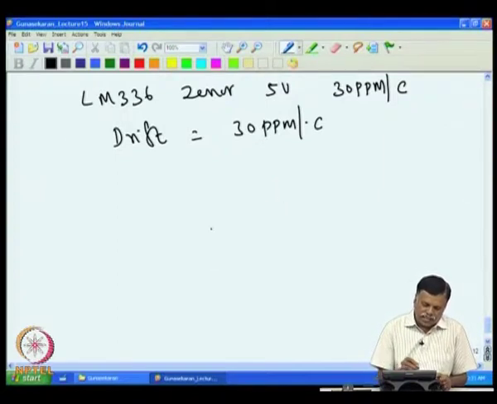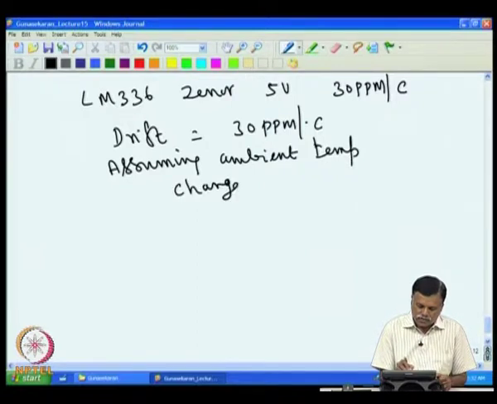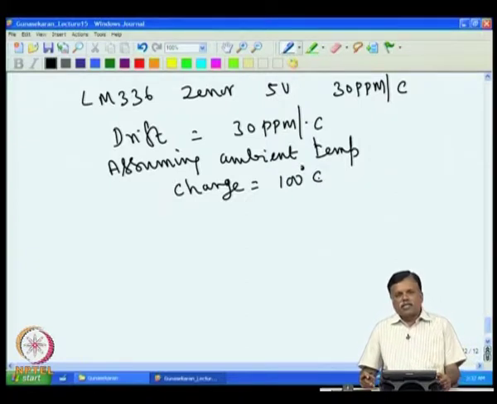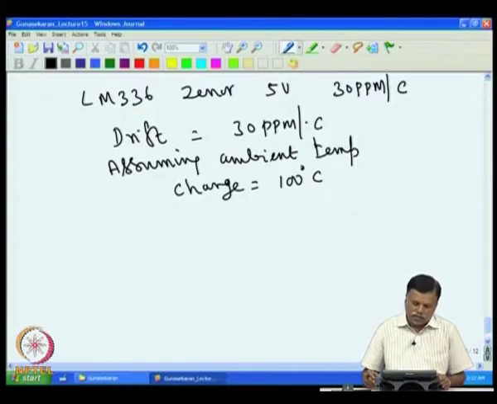for 100 degree C, assuming the ambient temperature change equal to 100 degree C. This is required because if you are making industrial grade equipment, it has to withstand minus 20 degree to plus 80 degree. So, the maximum temperature change expected is 100 degree C. So, we take 100 degree C as the temperature change.